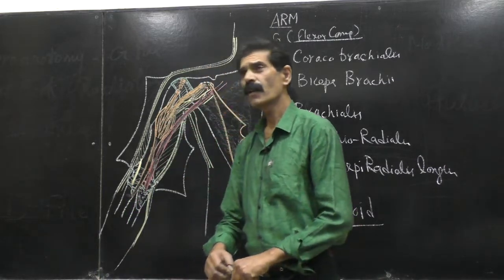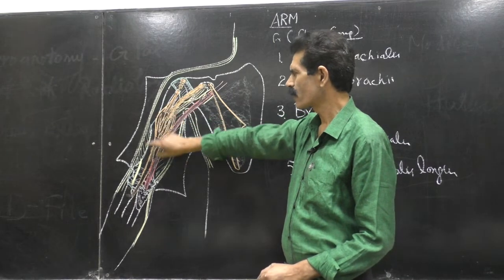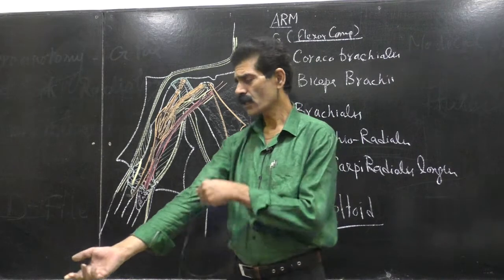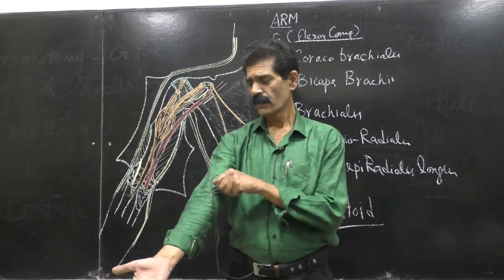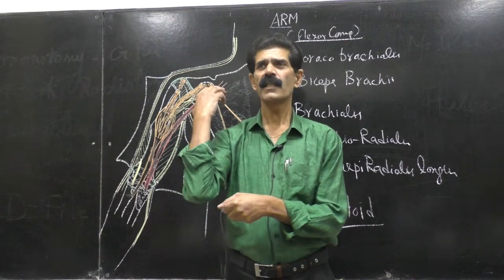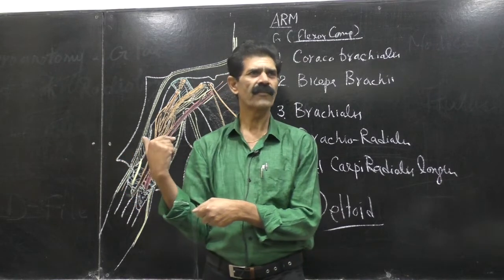So what is the action now? Action of the biceps brachii when this muscle will contract. Where will the radius move? In which direction? This is the origin, this is the insertion. Radius is here. Where will the radius move? In which direction? Upward or downward? And what is the flexion at the elbow? The action is the flexion at the elbow.